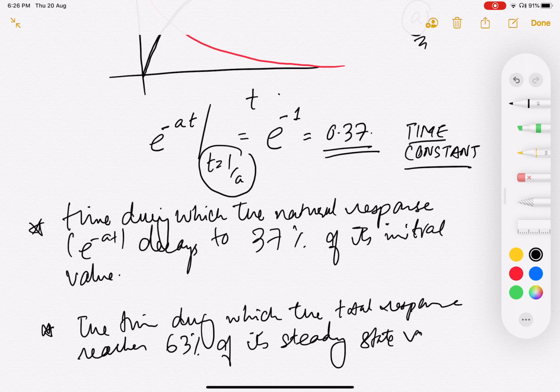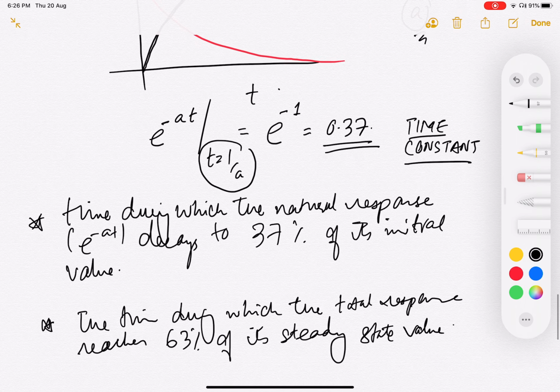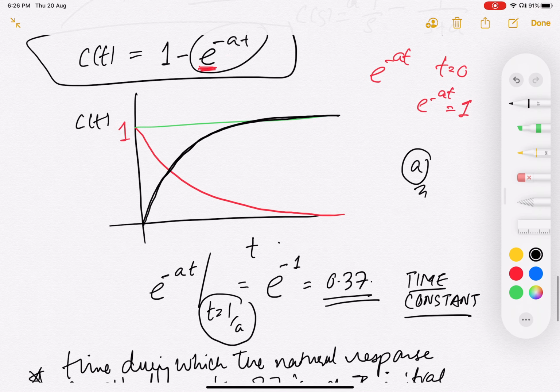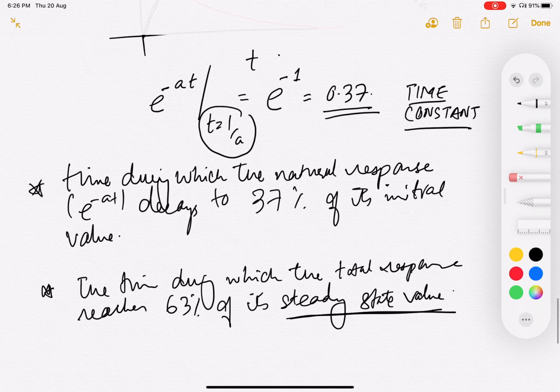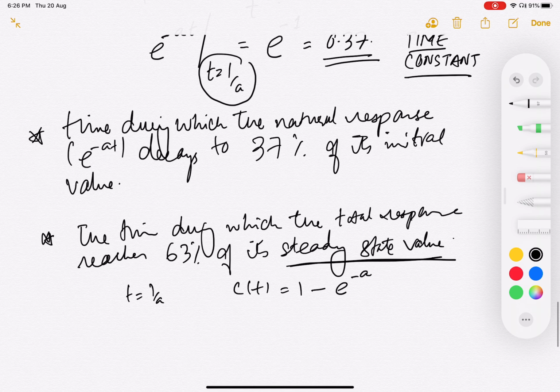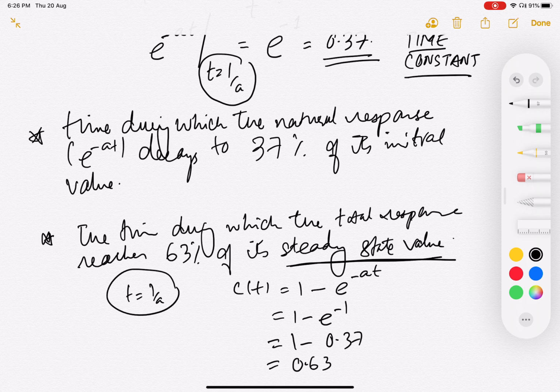The steady state value is the value of the response when it stabilizes, right? So when it stabilizes, the value becomes 1. And what is the value at t equal to 1 by a? At t equal to 1 by a, c(t) is equal to 1 minus e to the power minus at, right, which is equal to 1 minus e to the power minus 1, which is equal to 1 minus 0.37, which is equal to 0.63. So at t equal to 1 by a, the value has reached 63% of its steady state value. So these are two definitions of the time constant, right?